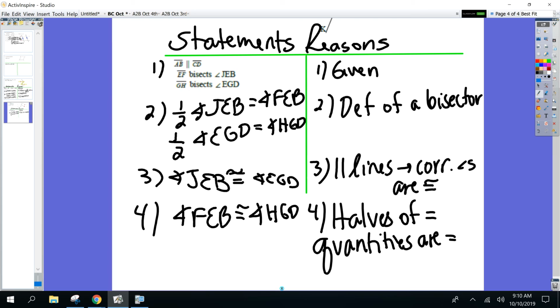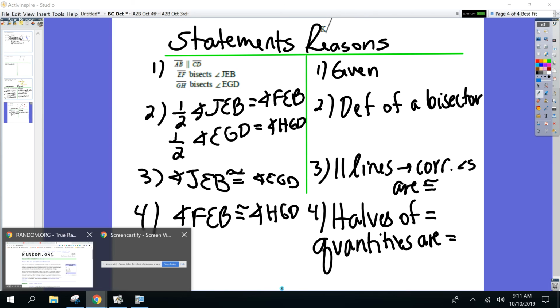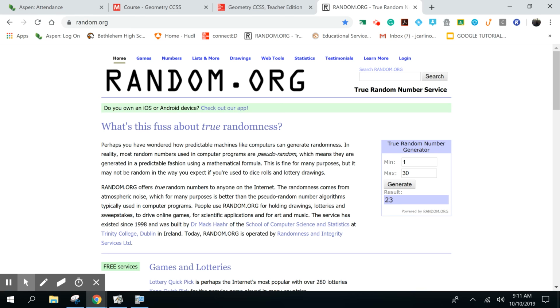Hey, my versions are up on Aspen. Don't freak out if they don't match. They still might be right. Just bring it in tomorrow. Also, just don't copy them down either.